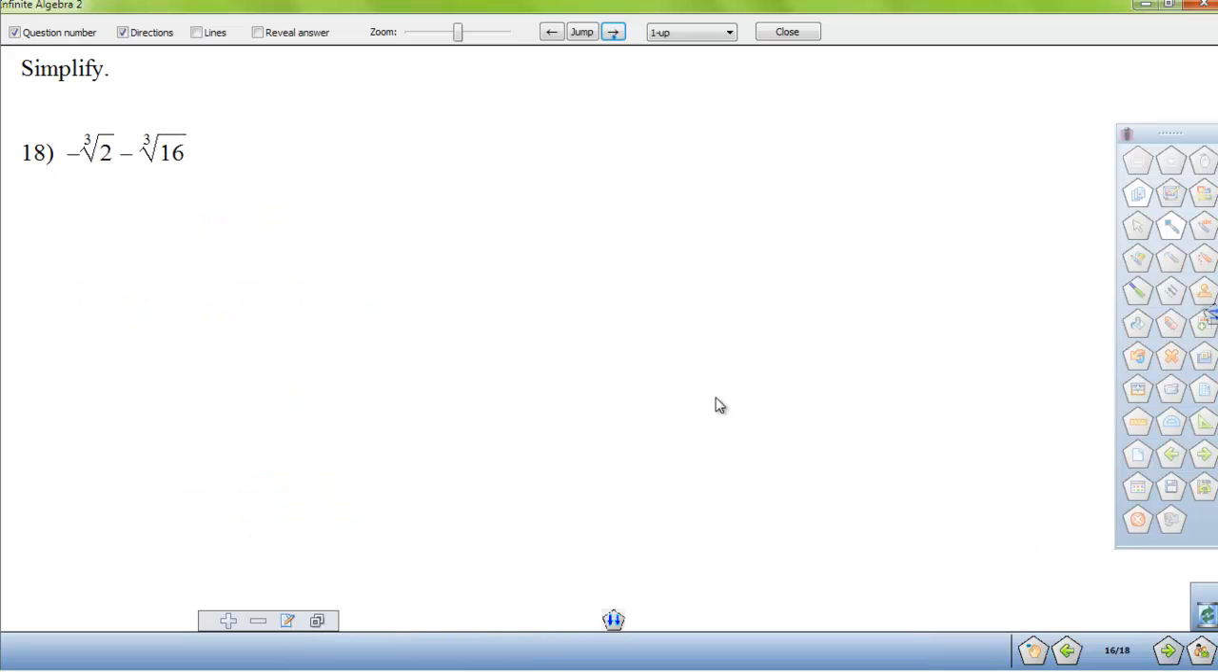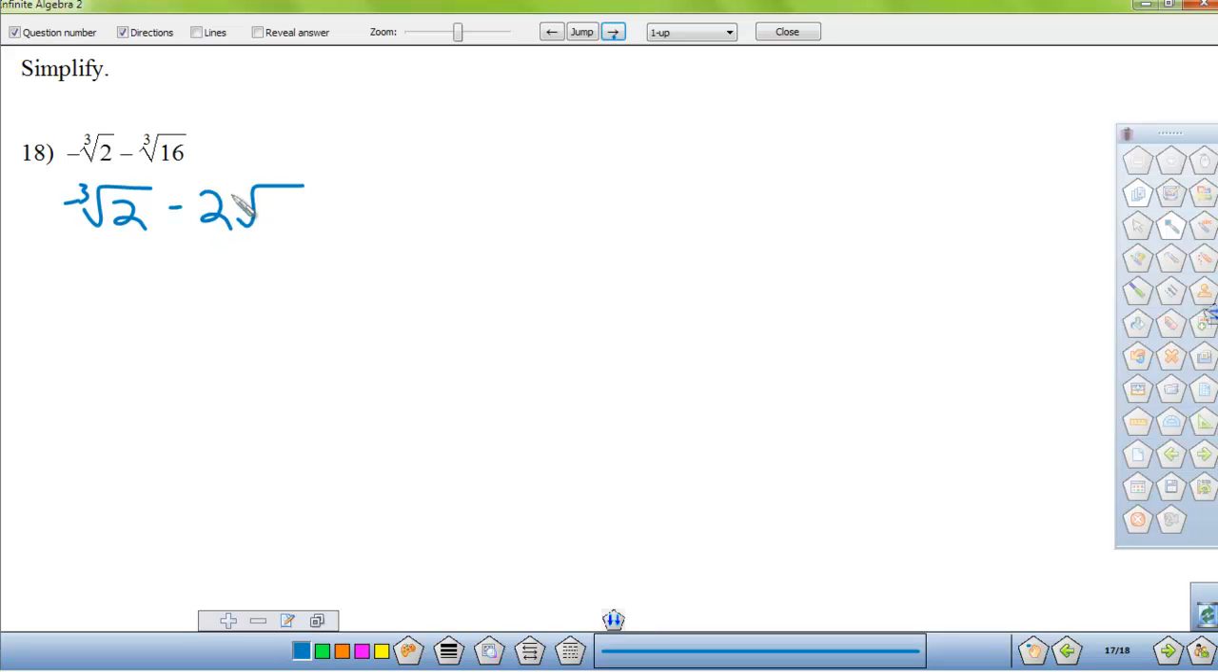Let's look at a few more examples. Pretty much the same here, maybe a reversal in the numbers. 16, once again, can break down into 2 times the cube root of 2. And now again, we have negative 1 minus 2. So that gives us a negative 3 times the cube root of 2.